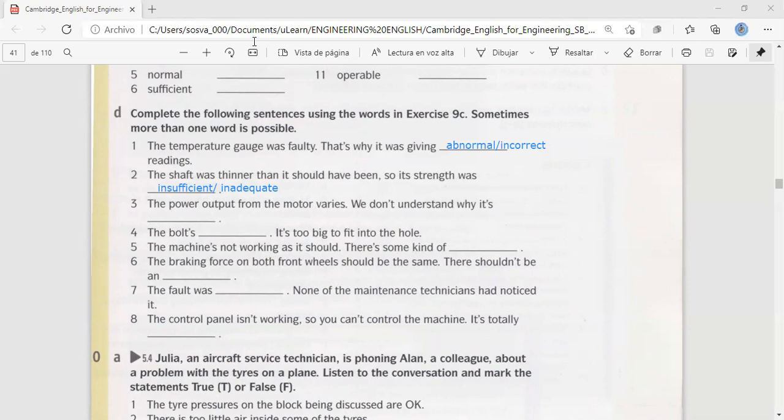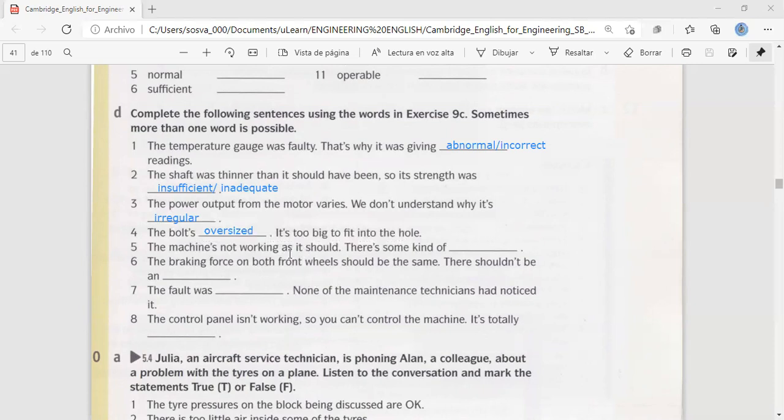We don't understand why. That means that it's not constant. Not constant is irregular. Yes, not constant. Four. The bolt is too big to fit into the hole. It's oversized. Exactly, because undersized, no.